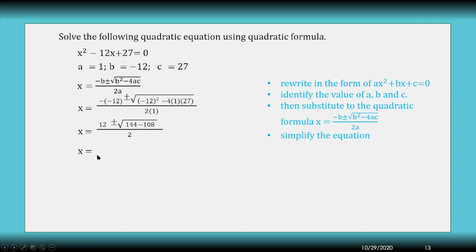Next. Okay, so 12 plus, so simplify natin yung nasa loob ng square root. 144 minus 108 is 36 all over 2. And 36 is the perfect square. So, x equals to 12 plus minus, ano ba yung square root ng 36? So, it is 6 all over 2. Okay, so dito, ganun ulit. Pwede nyong paghiwalay na kagad. 12 plus 6 all over 2. Then, 12 minus 6 all over 2.